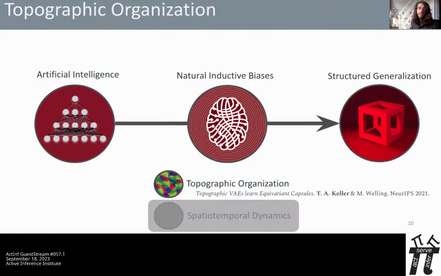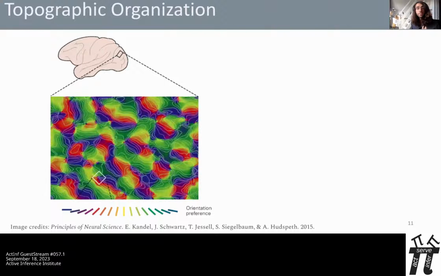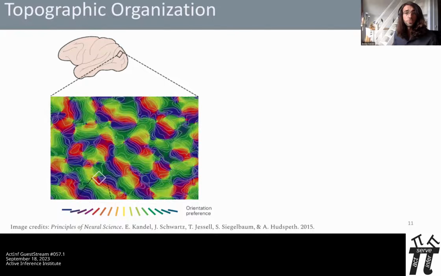So to begin to answer that, I'll jump into my first line of work on topographic organization. Topographic organization is observed widely throughout the brain, from primary visual cortex to higher level areas. It can very loosely be described as this property that neurons which are close to one another tend to respond to similar things. For example, on the left, we show the color-coded preference of each neuron in the macaque primary visual cortex as a response to oriented lines. And we see this smoothly varying set of selectivities.